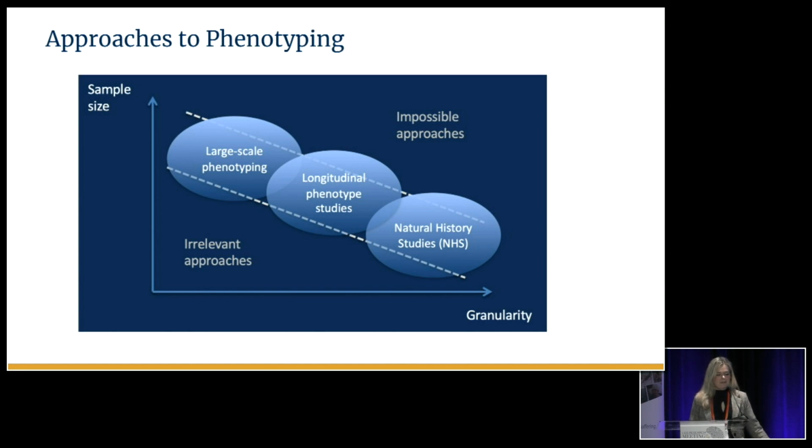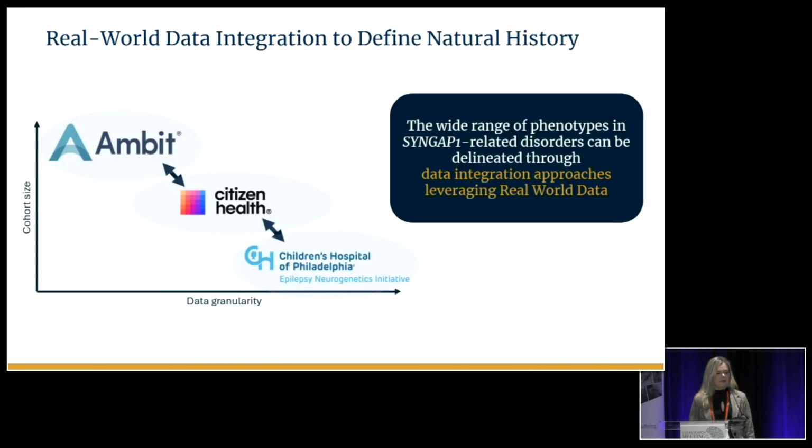So in SYNGAP, we've leveraged data across 3 different levels of scale and granularity. We integrated data from insurance claims from a company called Ambit, representing a very large cohort, but low granularity. Then we used the Citizen Health data set, which is a company that aggregates electronic medical record data, and they have pretty decent but moderate sample sizes and somewhat moderate granularity. And then finally, we looked at our local cohort of patients that we follow, where we have very, very detailed data, but a much smaller population size. So then we harmonized this data to help us understand the natural history of SYNGAP.